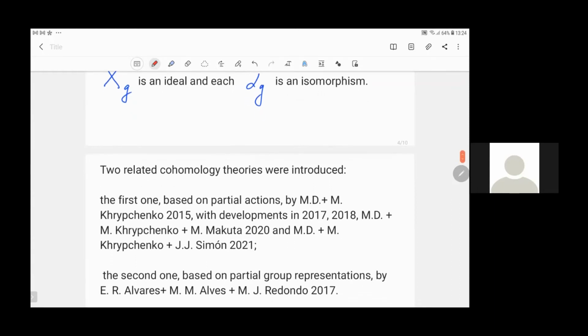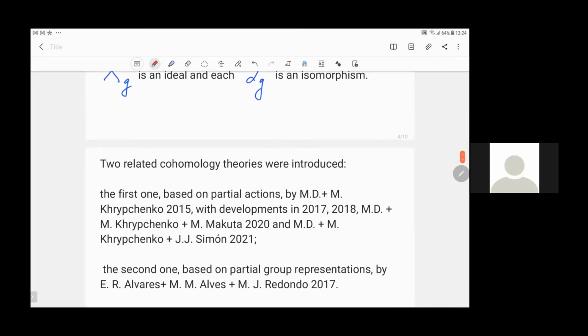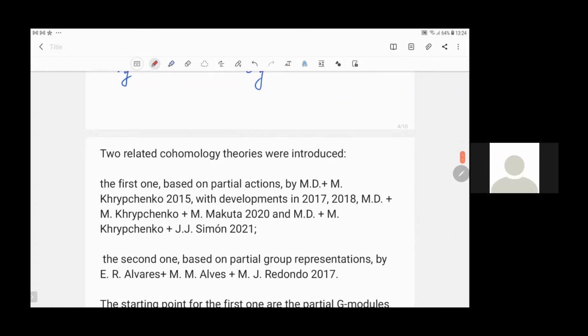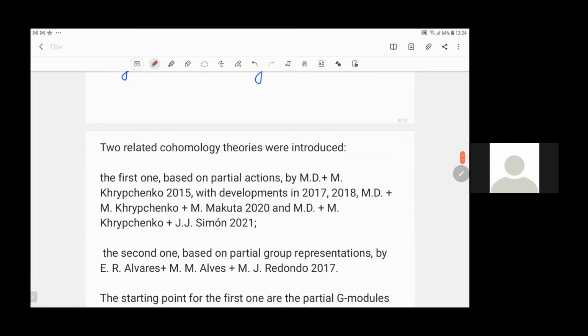There is another cohomology theory which has, surprisingly, not much relation to the first one. Surprisingly, because partial actions and partial representations are strongly related, but they define partial cohomology based on partial representations. And this cohomology is the topic of my talk. It was introduced in a paper by Edson Alvarez, Marcelo Alves, and Maria Julia Redondo.